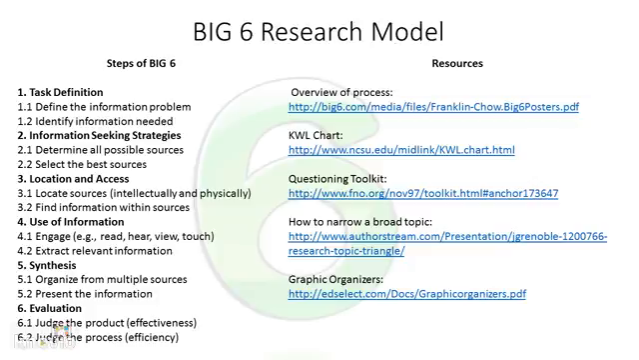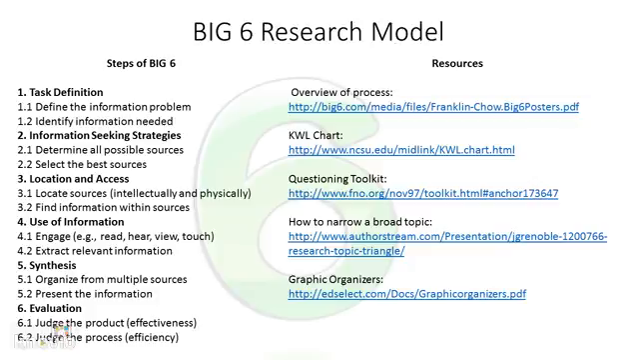The second one is a link to a KWL chart, which will be very helpful in identifying some essential questions that you may want to answer. The third link is a questioning toolkit, and it's a wonderful resource to help you identify some essential questions and narrow down large topics. The next link also will help you narrow a broad topic. It uses a triangle to help you do that.